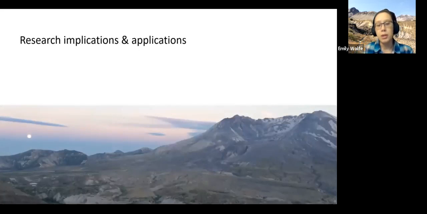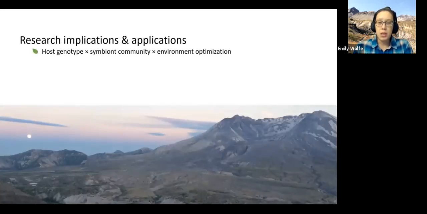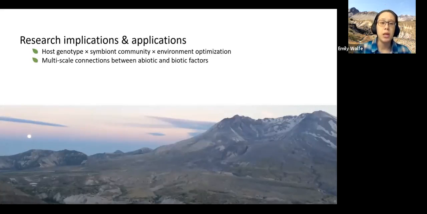And so what are some implications and applications? Each of the studies discussed today ties together the potential for host genotype, symbiont, and environment optimization. And this is especially useful for agricultural crops. We also see the importance of considering multiple scales when interpreting results. So often specific models can fail to consider other aspects.